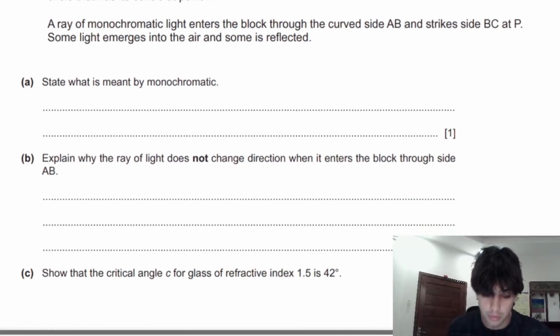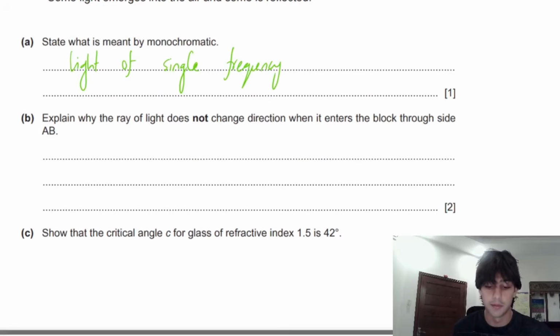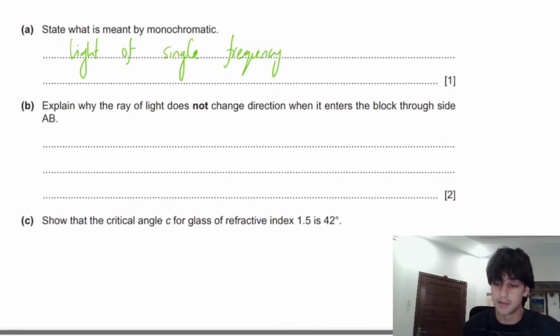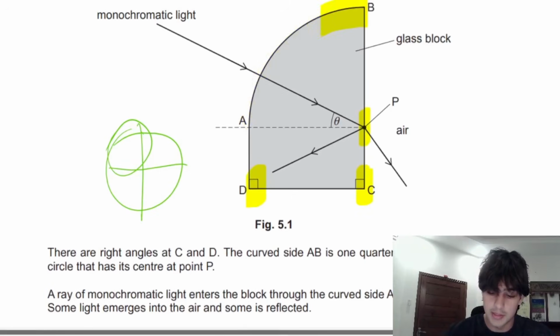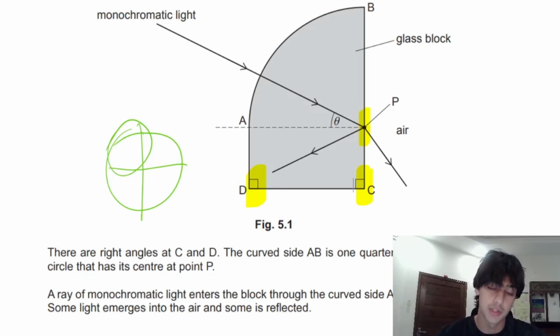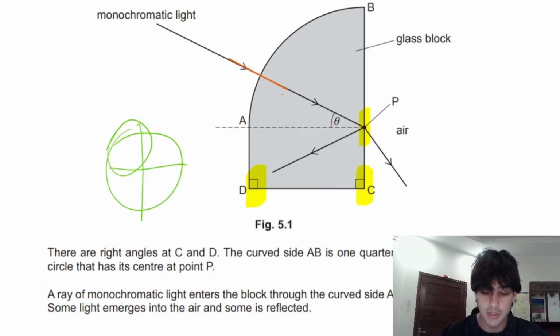What is meant by monochromatic? So monochromatic, you could say, is light of a single frequency. Explain why the ray of light does not change direction when it enters the block through side AB. So we can see that it does not change direction because if you guys remember about drawing angles in refraction, we have a line called the normal, and this monochromatic light is passing straight through that normal line without any deviation in angle. So that is why the light is just going to pass straight through.